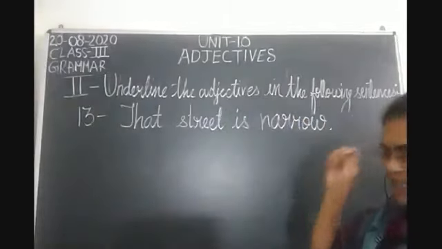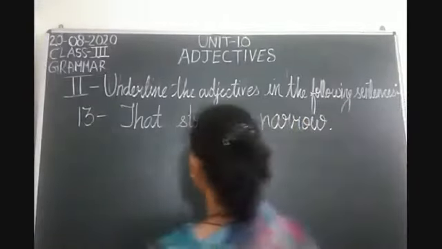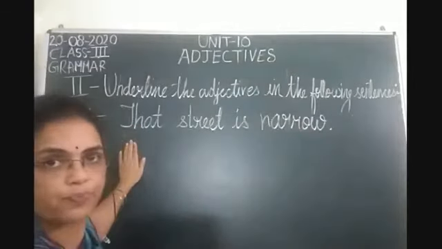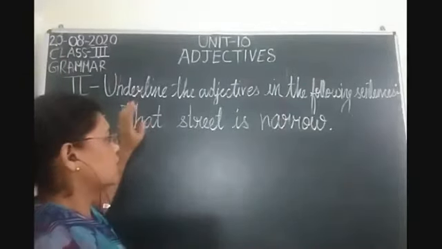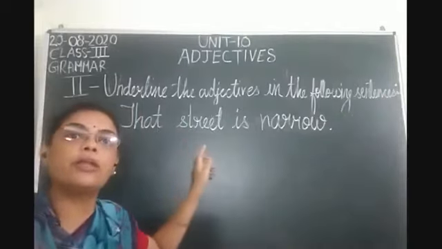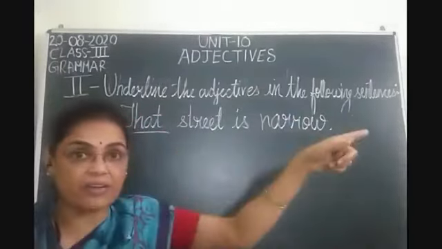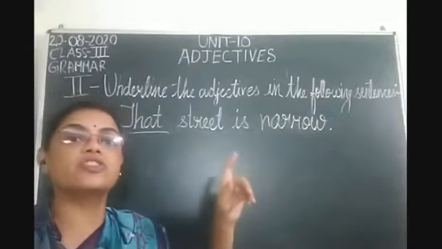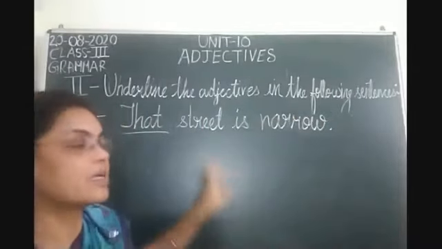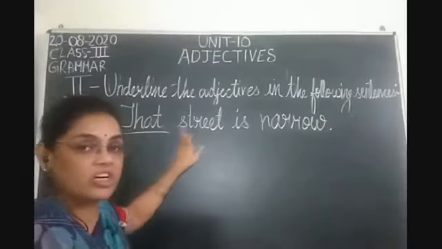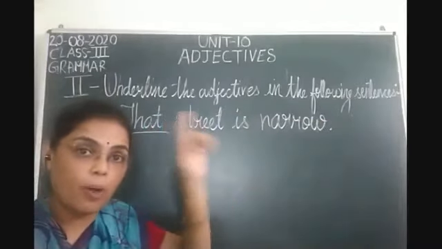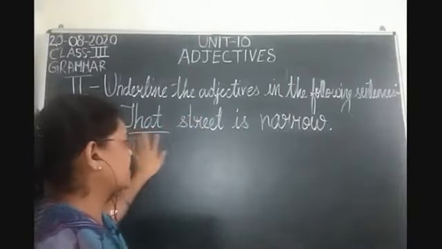This is the sentence. That street is narrow. Now, the word which is pointing out the street is that. That. Pointing out the street. So, that is an adjective, क्योंकि street का exact वो point कर रहा है. So, that is the adjective.